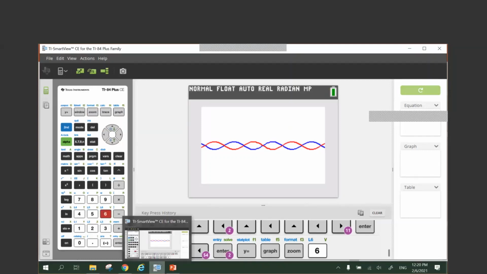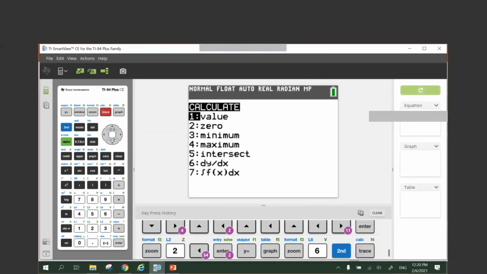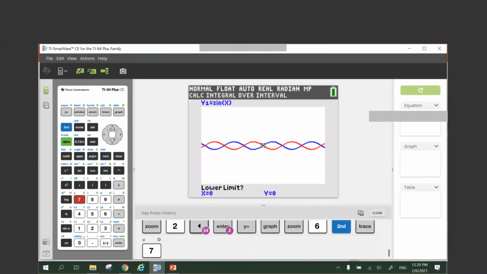Let me do integration to get solid shading. But the integration is integration with respect to the x-axis, so the shading will be between the curve and the x-axis. How do you do integration? Under Second Calculate, integration is 7. I would like to choose the lower limit 0, and the upper limit, let me choose, let's say 6.